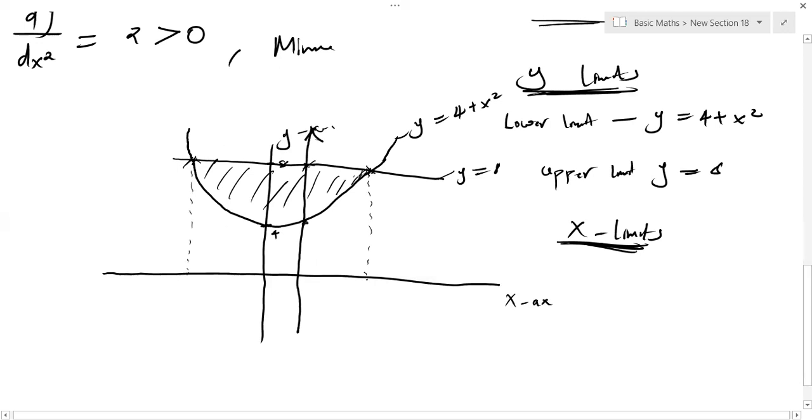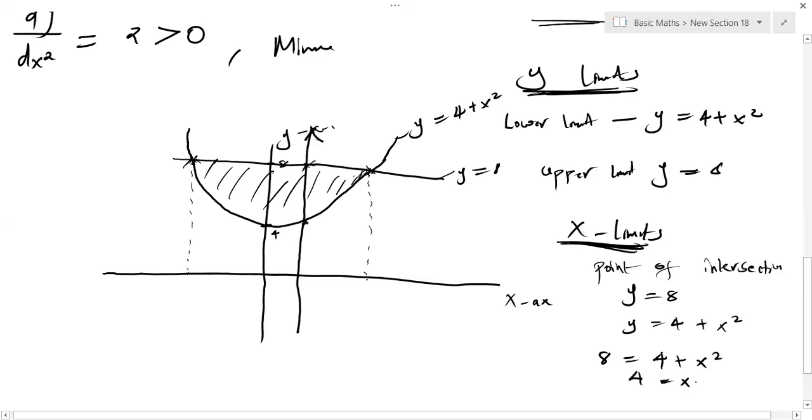In order for me to find these, they are obviously the points of intersection of these two curves. So I'm going to equate the two curves. y is equal to 8, y is equal to 4 plus x squared. Equating them, I'll have 8 is equal to 4 plus x squared. Then this gives me 4 is equal to x squared. Solving this, I have x is equal to plus or minus 2. So my lower limit will obviously be minus 2 and my upper limit will be positive 2.